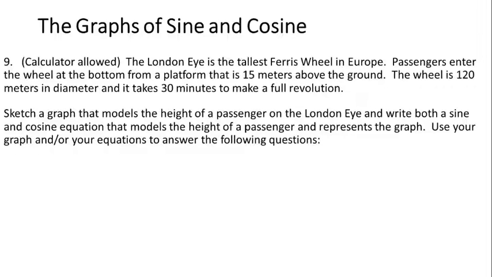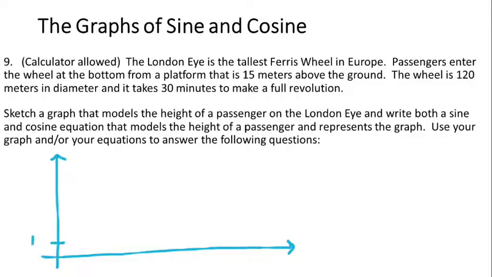And so first off, we're going to sketch a graph. So I'm going to put a mark here and label it 15. So our passengers are getting on the Ferris wheel at the beginning of the ride. They're already at a height of 15 meters off the ground. And let's see, it says it takes 30 minutes to make a full revolution.